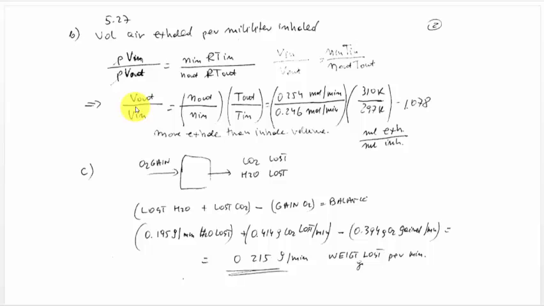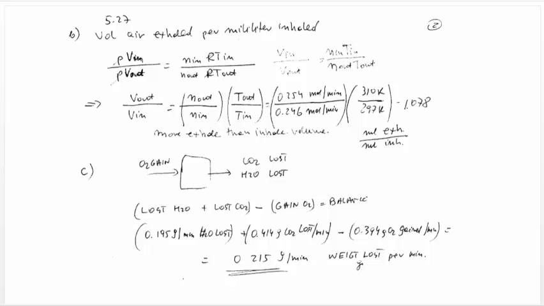Substituting the numbers, we have calculated the molar flow rates out and in, and we know the temperatures of the process. Our final number is 1.078, which means that we will have 1.078 milliliters of air exhaled per 1 milliliter of air inhaled.